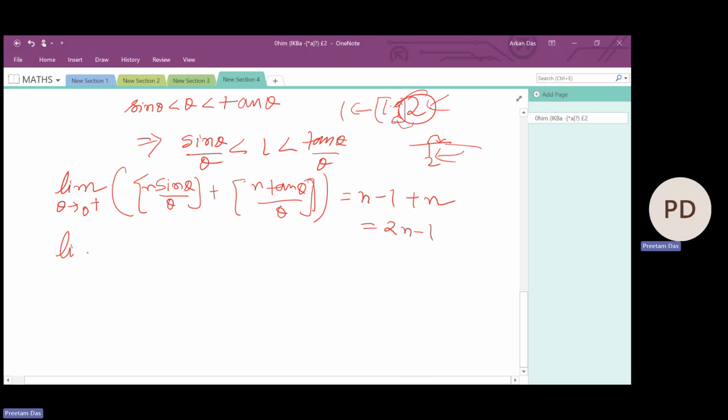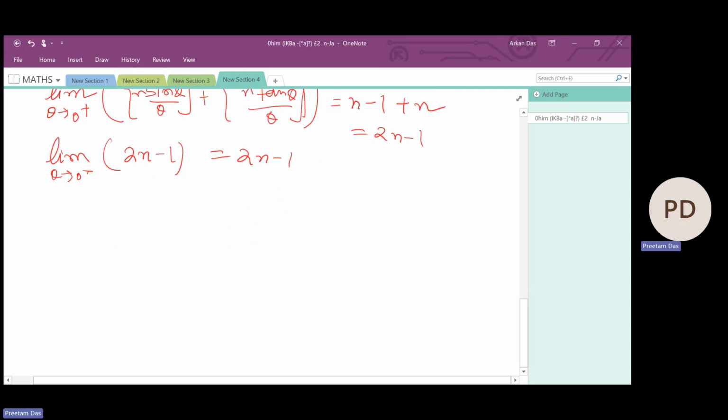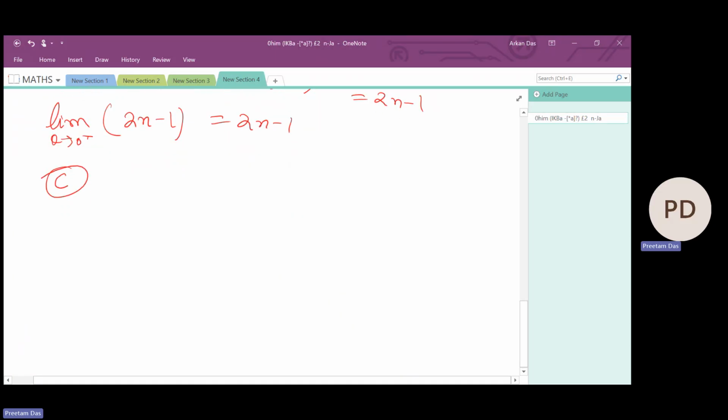For the second one, that calculation will be exactly the same, because sine theta is negative, it will become minus, and theta itself is minus. So minus by minus will again become plus. So this quantity will still remain 2n minus 1. So 2n minus 1, left hand limit also. So which one will be the correct option? Option C. Left hand limit and right hand limit are both same.